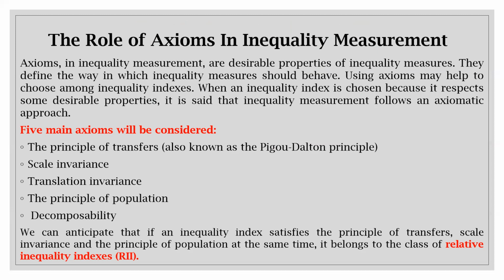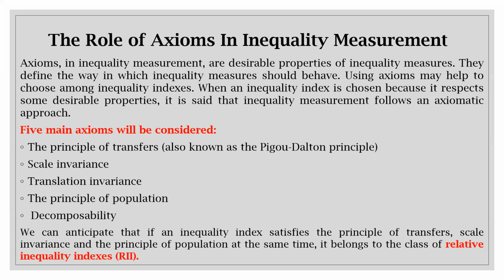Axioms in inequality measurement are desirable properties of inequality measures. They define the way in which inequality measures should behave. Using axioms may help to choose among inequality indexes. An inequality index is chosen because it respects some desirable properties, or we can say that inequality measurement follows an axiomatic approach. There are basically five axioms which can measure inequality.